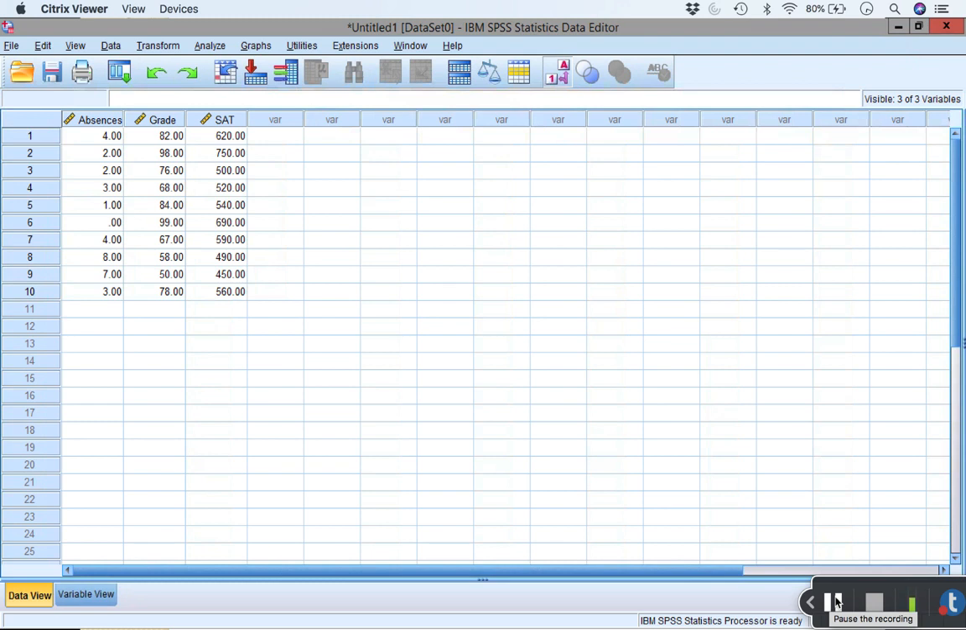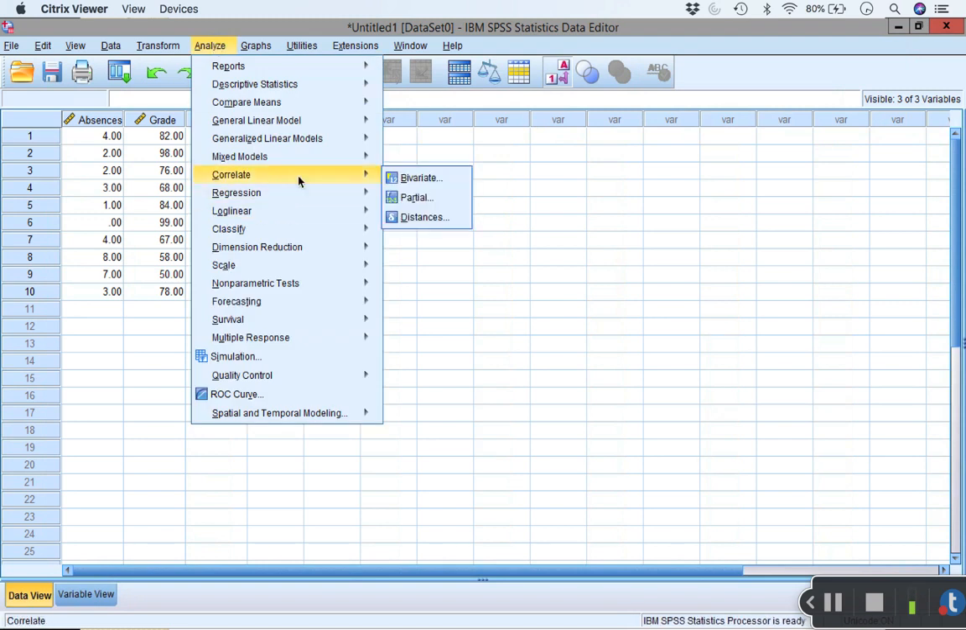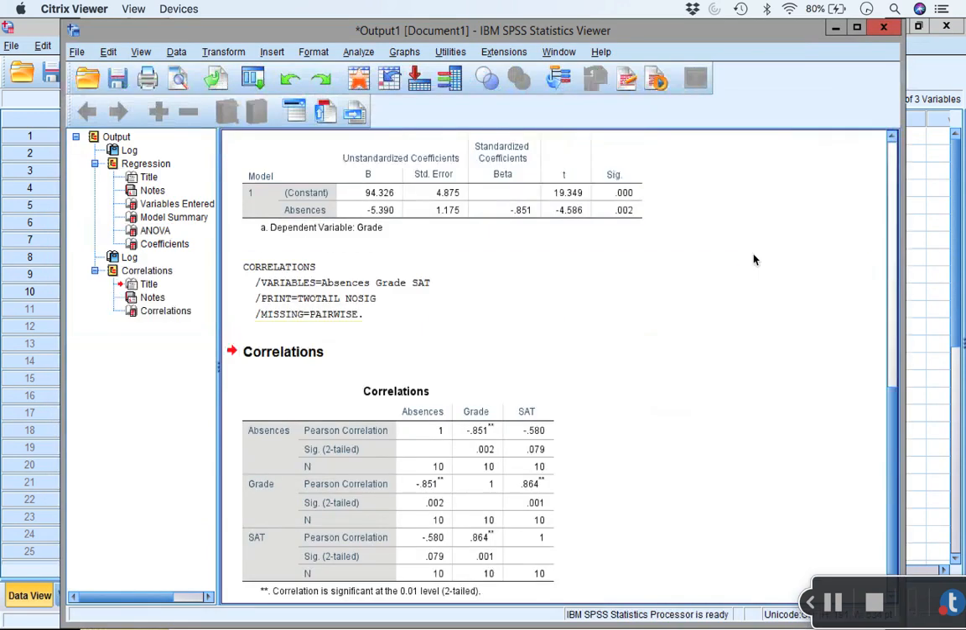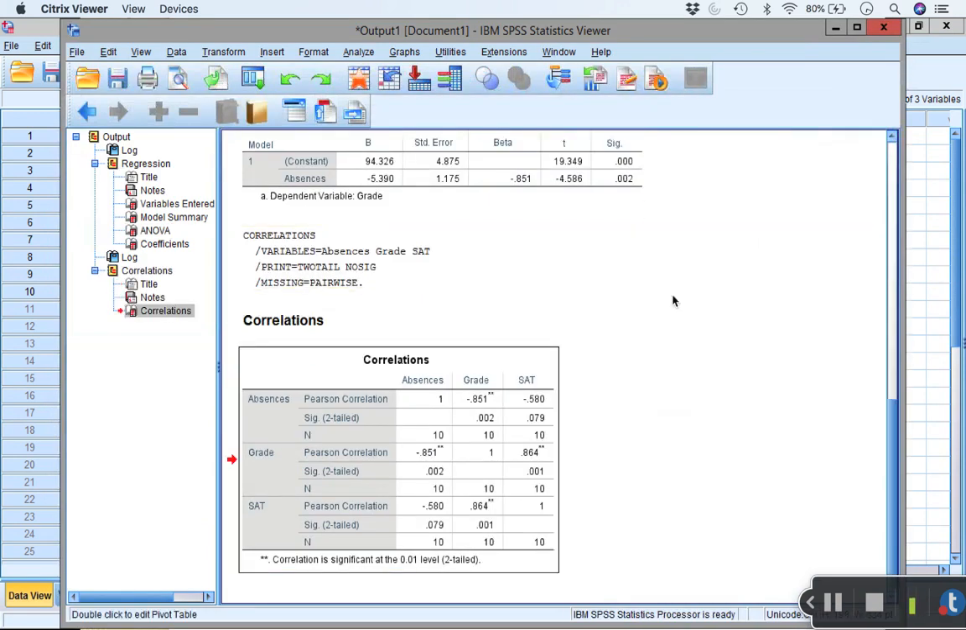Let's jump back to SPSS for a minute. You can see here I've added a third column of SAT as a new variable. And I want to look at how this is going to impact our regression, but first let's take a step back and see how it might influence our correlation coefficient. So if you recall, we ran the correlation coefficient under Analyze, Correlate, and Bivariate. I'm going to move all three variables over and just hit OK.